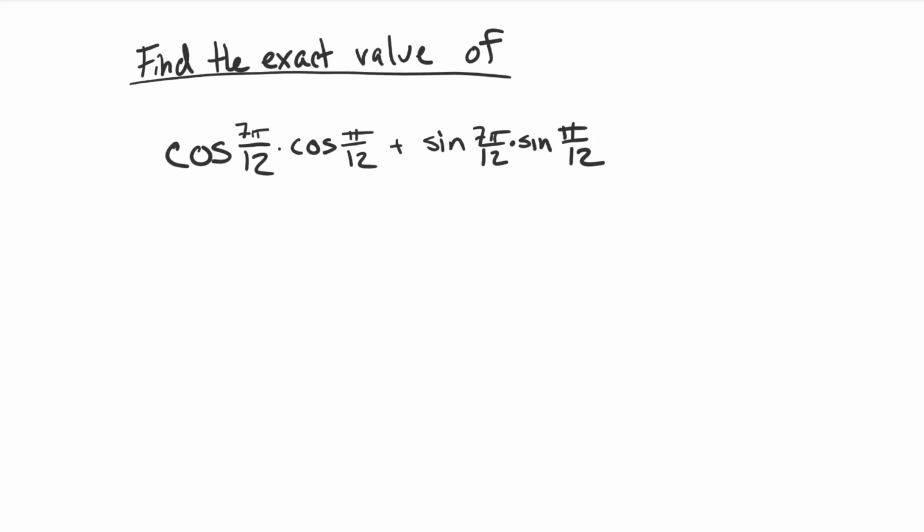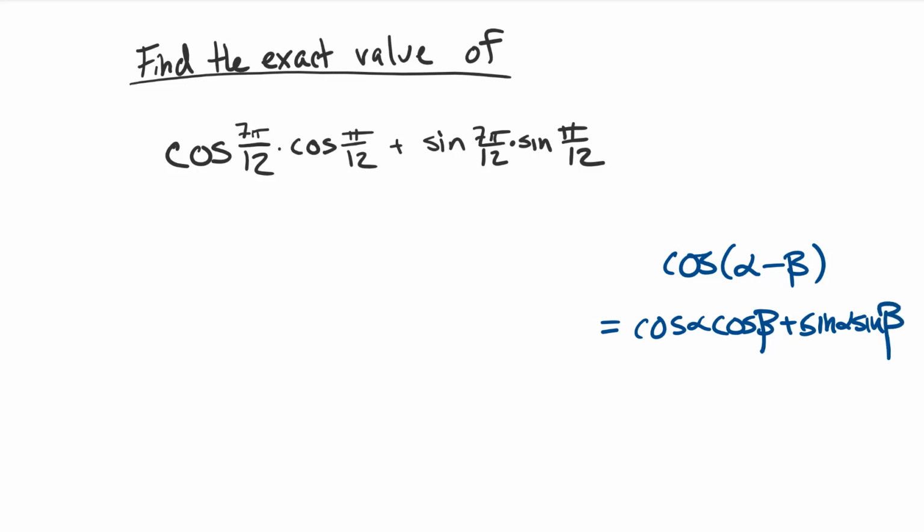Find the exact value of cosine of 7 pi over 12 times cosine of pi over 12 plus sine of 7 pi over 12 times sine of pi over 12. Cosine, cosine, sine, sine. Well, that clearly can't be the sine sum or difference formula, so it must be cosines. Cosine of alpha minus beta, because it does not keep the same sign like sine does, and it goes cosine, cosine, sine, sine. Yep, that's what it is. So we're looking at cosine of alpha minus beta, so let's just write it.